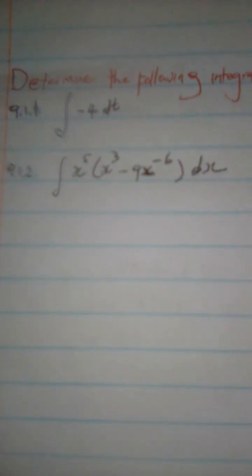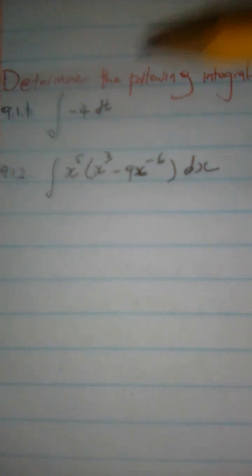The first one that we're gonna do is from last year's exam question. It was question 9. It's written, determine the following integrals. The integral of -4 dt. To solve this, 9.1 is an integral of -4 dt.